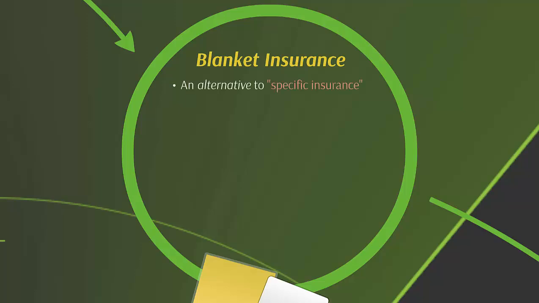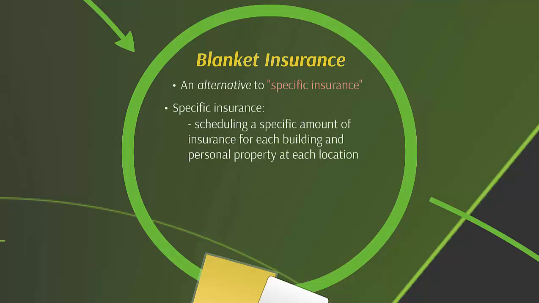It's an alternative to specific insurance. The definition of specific insurance is basically scheduling a specific amount of insurance or insurance limits for each building and personal property at each location. Literally, the insured would have a schedule listing all of the various properties to be insured, both building and personal property, and the specific amount of insurance for which it's to be insured. So if that property were to be destroyed, the amount the insured would get would be exactly that specific amount.